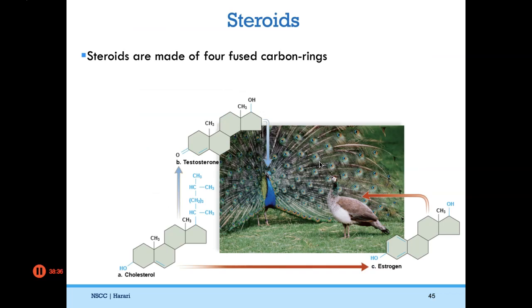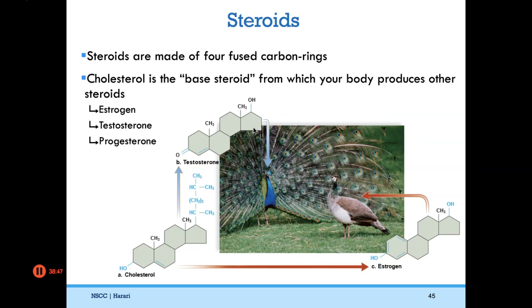Steroids are made up of four fused carbon rings. So when you see these four rings together, that is the shape of a steroid. These are also lipids because they're not miscible in water. And interestingly, all of the steroids come from cholesterol. Cholesterol is also a very important component of an animal cell membrane. The cell membrane, in addition to phospholipids, has some cholesterol. Cholesterol is important for the right consistency of the cell membrane. I will talk about that in the next slideshow.